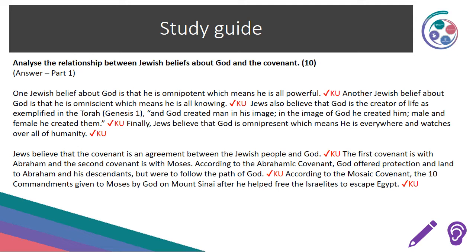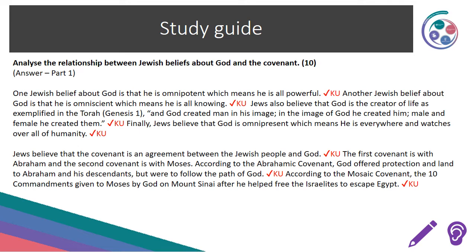Okay, where's the KU mark in the second paragraph? So now we're talking about the beliefs about the covenant. Jews believe that the covenant is an agreement between the Jewish people and God. KU mark. The first covenant is with Abraham, and the second covenant is with Moses. According to the Abrahamic covenant, God offered protection and land to Abraham and his descendants, but they were to follow the path of God. That's a KU mark as well. According to the Mosaic covenant, the Ten Commandments were given to Moses by God on Mount Sinai after he helped free the Israelites to escape Egypt. Again, KU mark there.